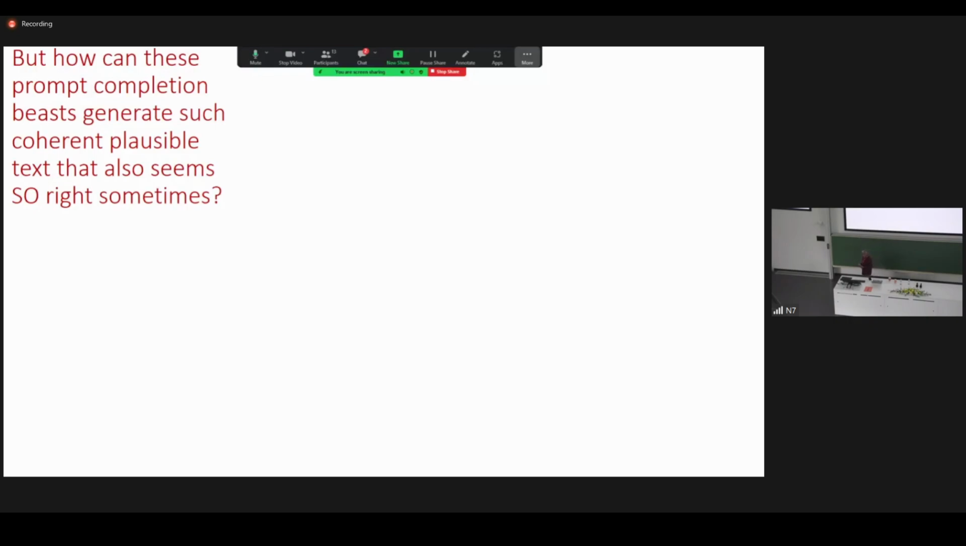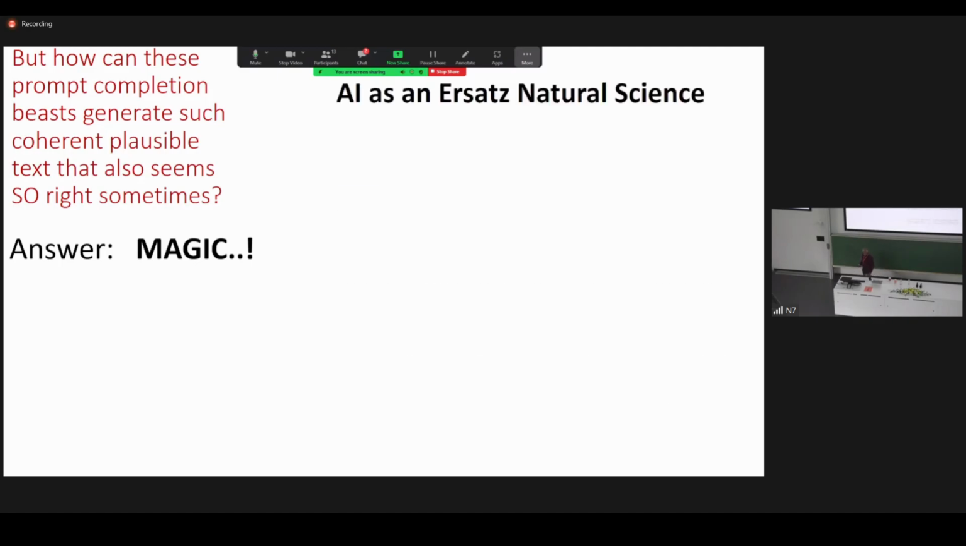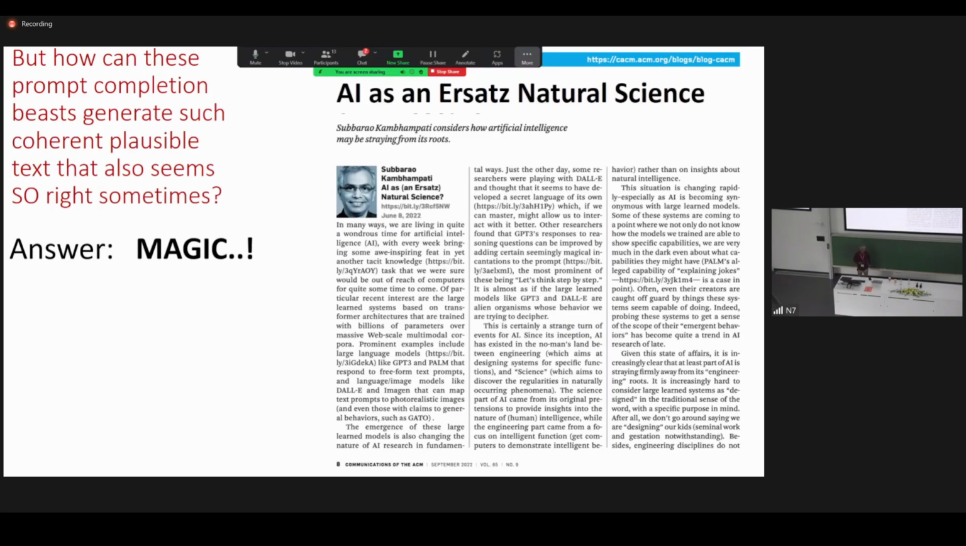Exactly why are they able to do this? The answer: magic. Beyond saying that essentially we are playing with these conditional distributions over a 3,000 word window, I can't really say anything more. In fact, the entire body of work on ChatGPT-style stuff has become an ersatz natural science. There are no proofs, there are no theorems.